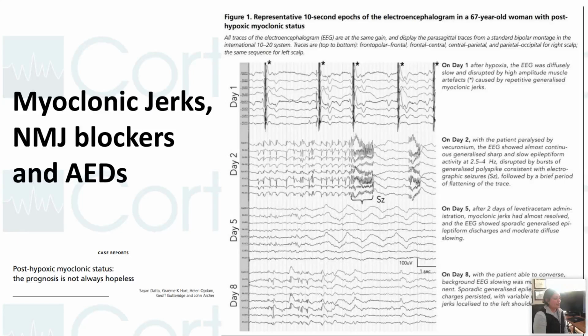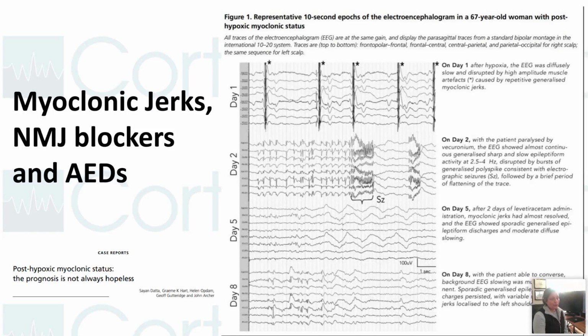There is a case study from one of these articles, which says that in post-hypoxic myoclonic status, the prognosis is not always hopeless. We are talking about how this pattern is malignant and mortality rate is high, but in some cases, patients do come out of it. On day 1, after hypoxia, the background is slow, then we have very high amplitude myoclonic jerks, which are showing up in the EEG.